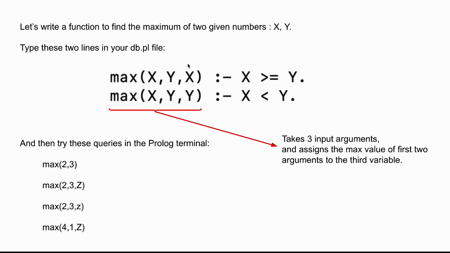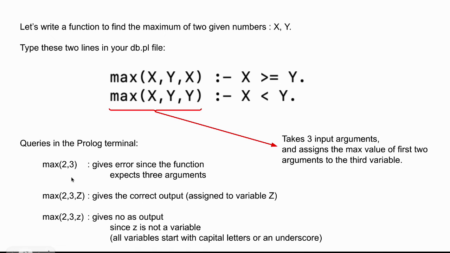Again, as usual, write this in your db.pl file, then load this db.pl into your terminal, and then run these queries. Again, there should be a full stop after all of them. Max 2 comma 3, put a full stop. Max 2 comma 3 comma z, put a full stop. Then here you have max 2 comma 3 comma small z. See what happens; this z is different from this z. Then try one more, max of 4 comma 1 comma capital Z. Again try out what exactly happens in this case.